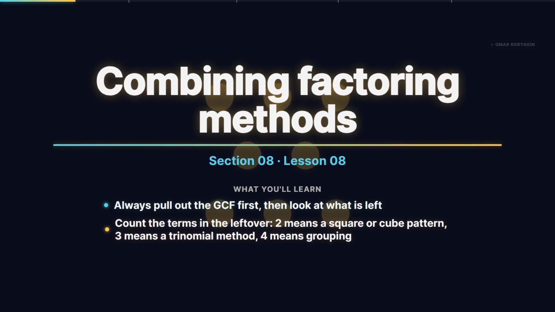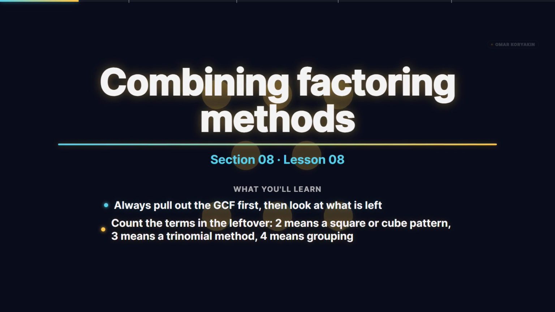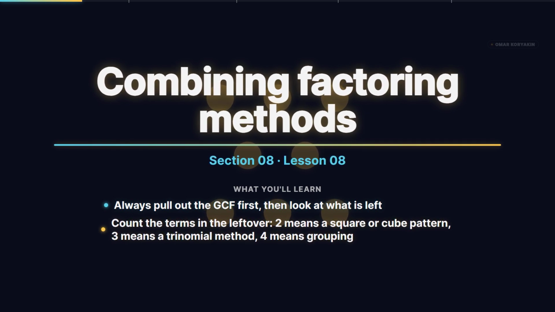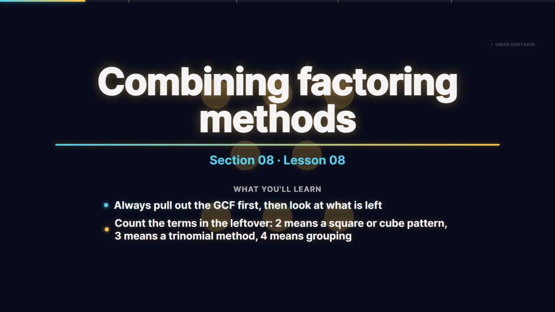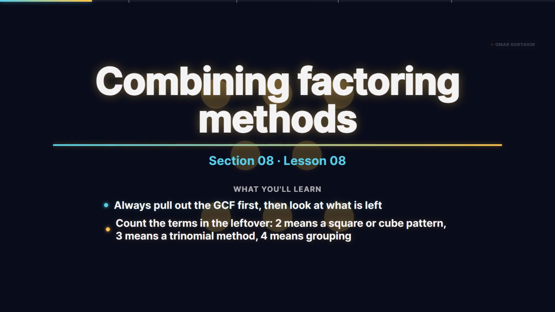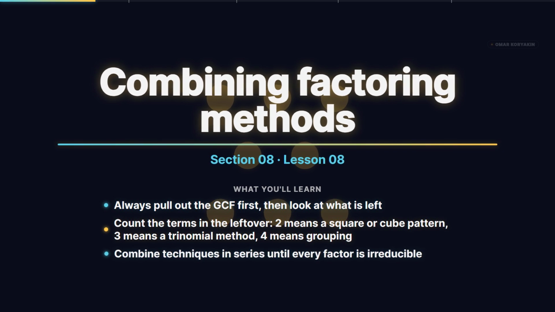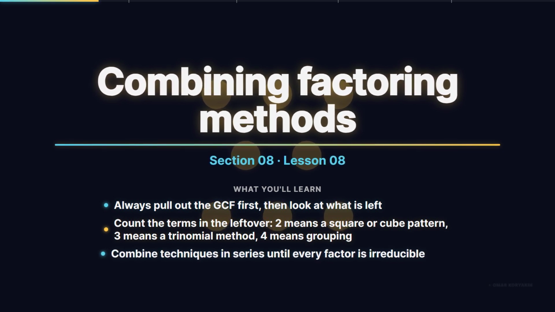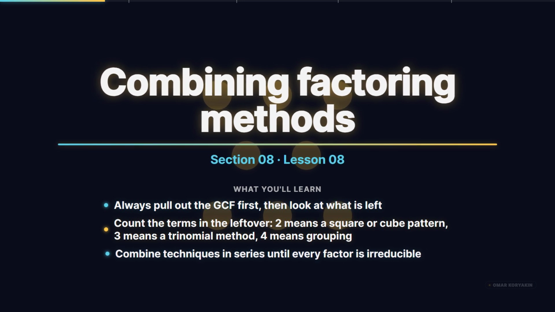2-term polynomials are difference of squares or sum and difference of cubes. 3-term polynomials are perfect square trinomials, leading coefficient 1 trinomials, or AC method trinomials. 4-term polynomials are factoring by grouping. The count narrows your toolbox to 1 or 2 candidates instantly.